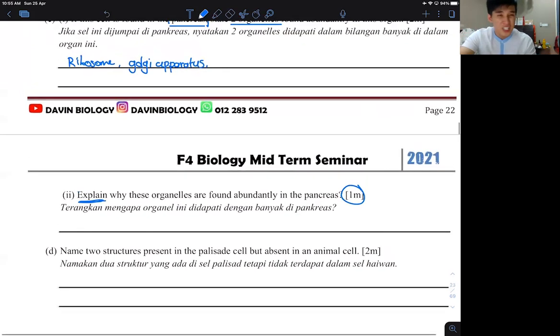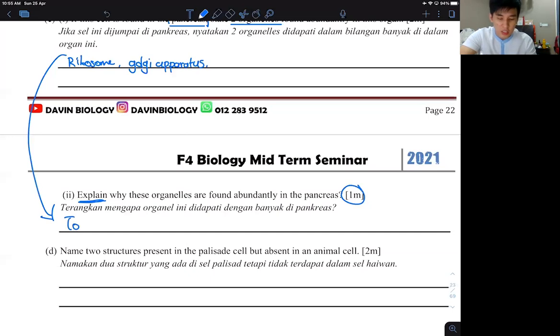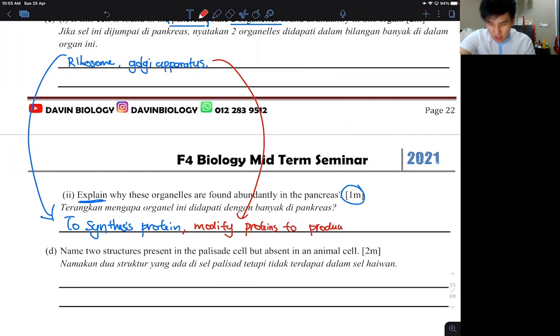So I just explained why I need ribosome, because I need to synthesize protein. Then the Golgi apparatus will then modify, since it's 1 mark, 1 mark, you don't have to write so much, modify the proteins to produce digestive enzyme.